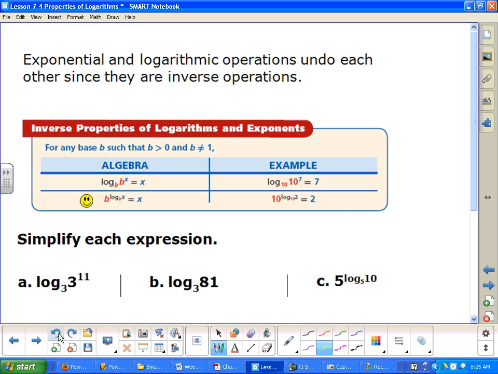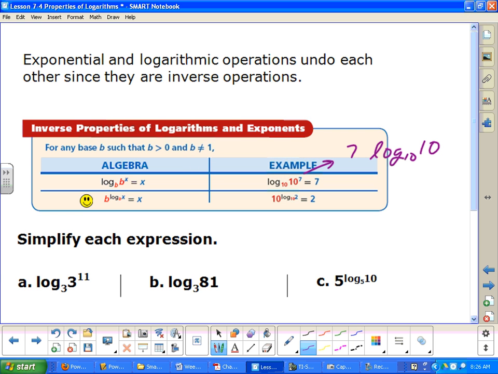So whenever you have the log base b of b raised to a power, here they have log base 10 of 10 to the 7th power. Well, think of it this way then. We could write this as 7 log base 10 of 10. And since this is equal to 1, the answer there would be 7. Here's a little bit different, though.